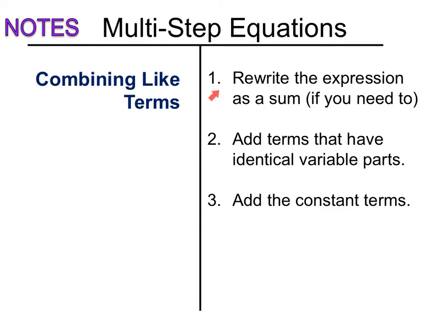The first one is to rewrite the expression as a sum, and I put "if you need to." Some people don't need to because they can read the terms as either a positive or a negative term as it is written in the problem. The second step is to add terms that have identical variable parts, and the key here is that they must be identical variable parts. And then the third step would be to add the constant terms. So if you remember, constant terms are the numbers only.